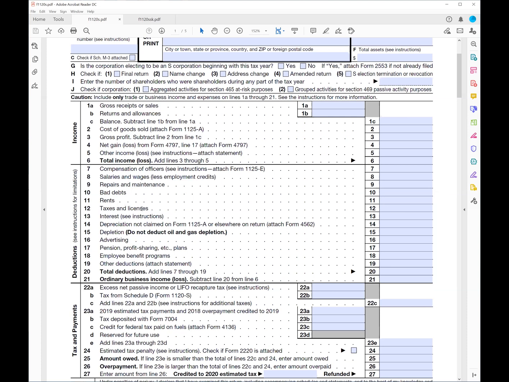Any questions on that one? Okay. So next line is going to be interest. That is one that we need to make sure is being added back in most cases if they're doing a refinance.